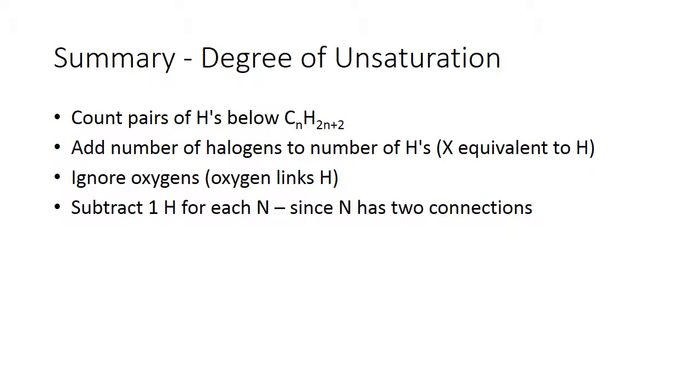1 degree of unsaturation. So to summarize what you just learned, to determine the degrees of unsaturation, count the pairs of hydrogens missing from a CnH2n plus 2 formula. To determine if you have halogens in there, you add the number of halogens to the number of hydrogens. If you have oxygens, just ignore them. If you have a nitrogen, for every nitrogen, you have to have 1 hydrogen removed.